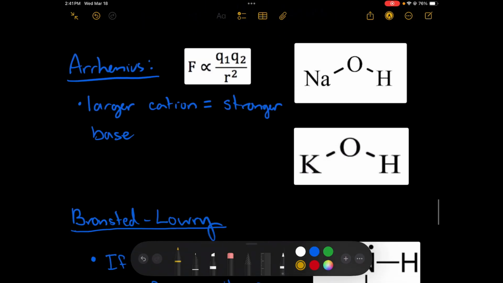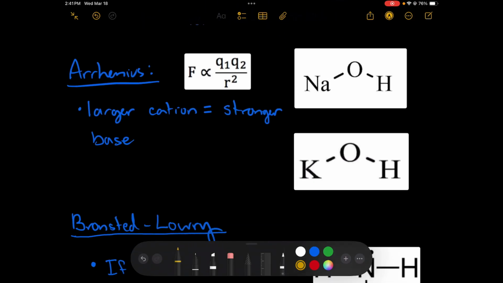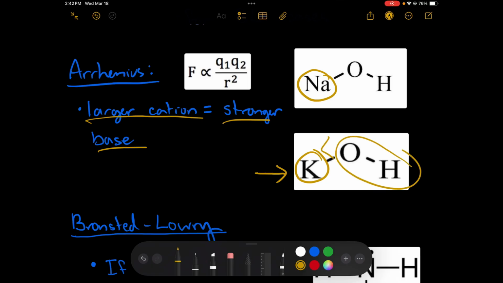Looking really quickly at the Arrhenius situation, our ability to form hydroxide, if we have a larger cation, just like larger anions with the acids, we're going to have a stronger base. So between sodium and potassium hydroxide, potassium hydroxide is larger, and if we have a larger atom, then our attraction to the hydroxide as a whole is weaker. So this thing can break easier, making this our stronger base overall.